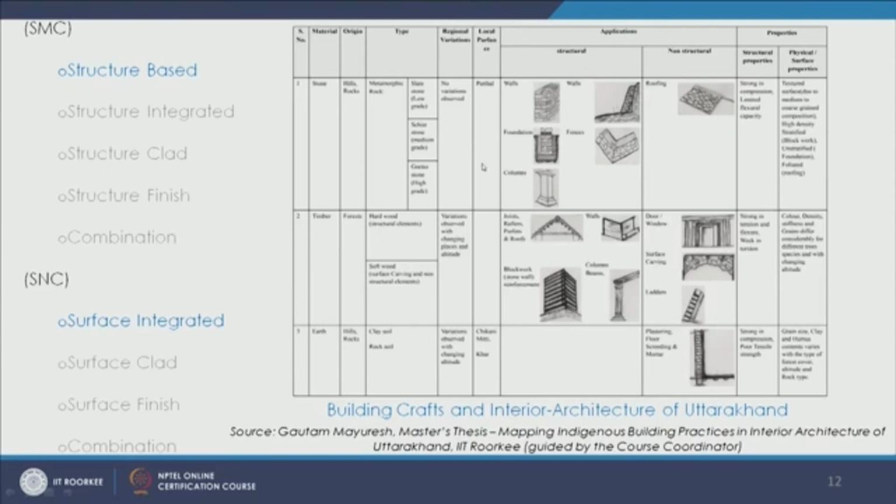So here also we see a lot of structure based craft and surface integrated. So we see here the elements like walls, foundation, columns, they are largely structural. The entire creation of space or the interior architecture is structure based. We also see some surface carvings and some work done in the interiors which is not visible here. So that is mostly surface integrated.